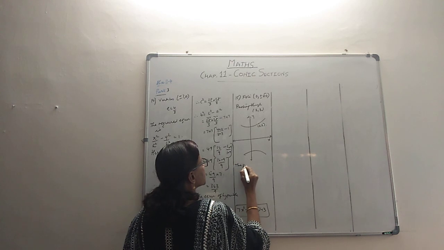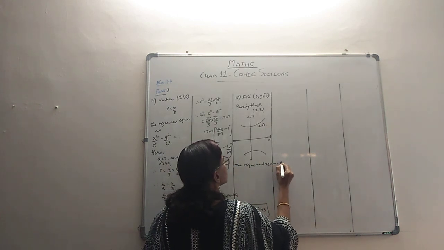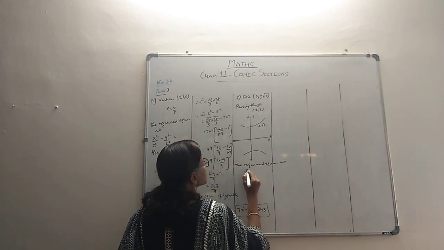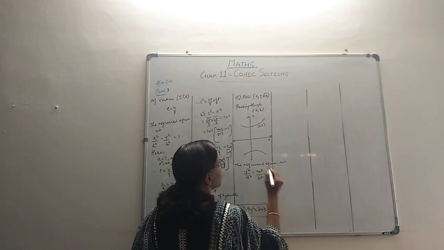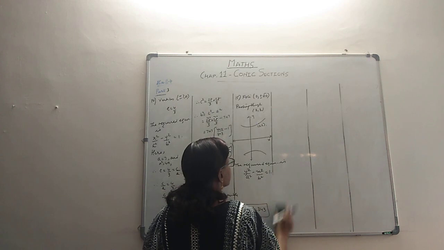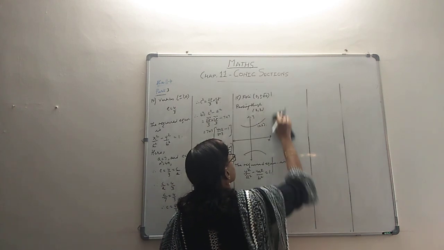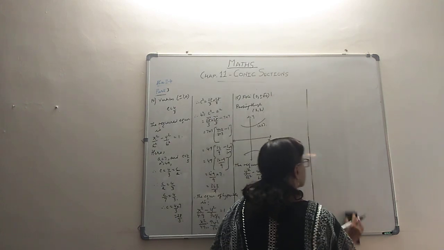The required equation is y squared by a squared minus x squared by b squared equal to 1. And, yeah, so how will that work?